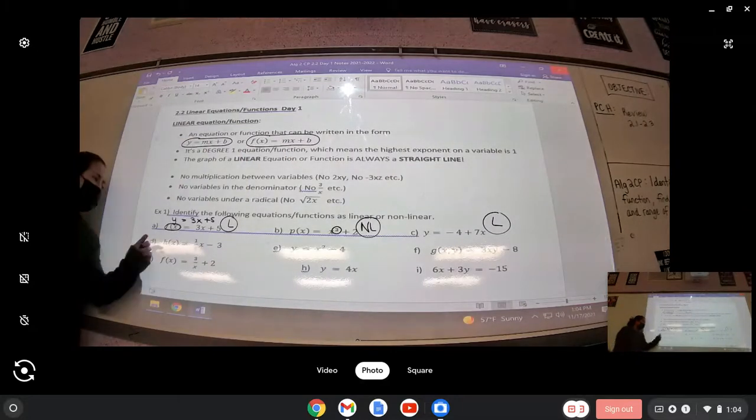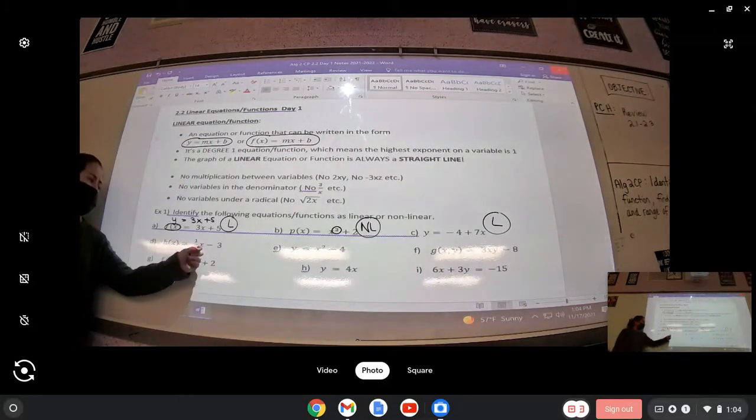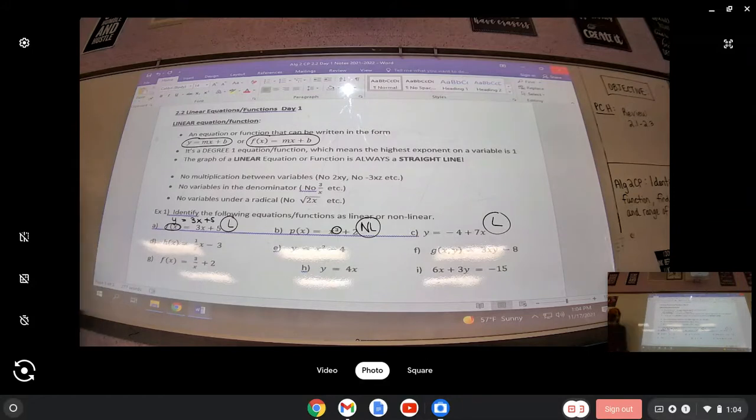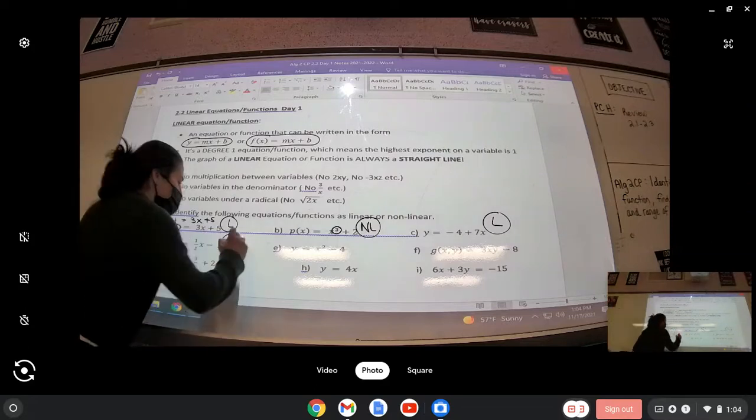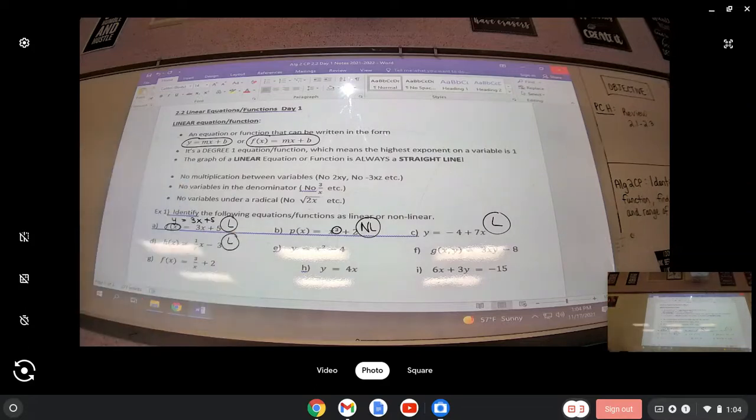All right, what about D? H of x equals 1/2 times x minus 3. Is that mx plus b form? Yeah. That's exactly what it is, right? So is that linear or non-linear? Linear. And guys, you're going to have like 8 homework questions just like this. You're going to pick linear or non-linear. So you're going to buzz right through them.